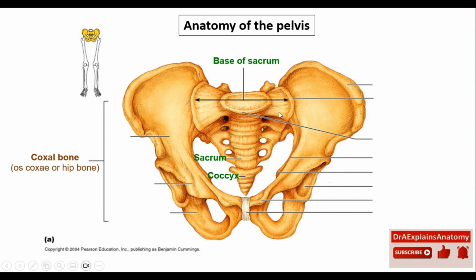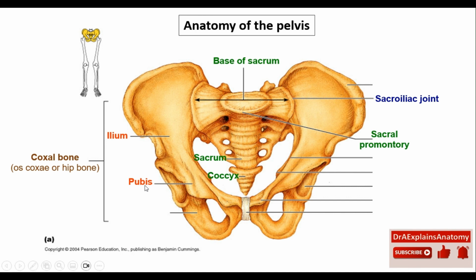This is the base of the sacrum. This is the sacral promontory. This is the sacroiliac joint. So we have two sacroiliac joints. This is the ilium. So the sacrum articulates with the ilium, which is part of the hip bone.